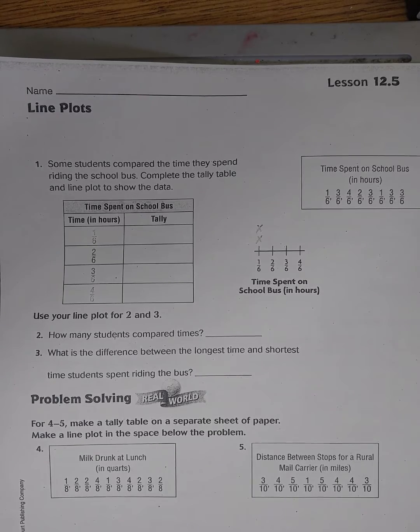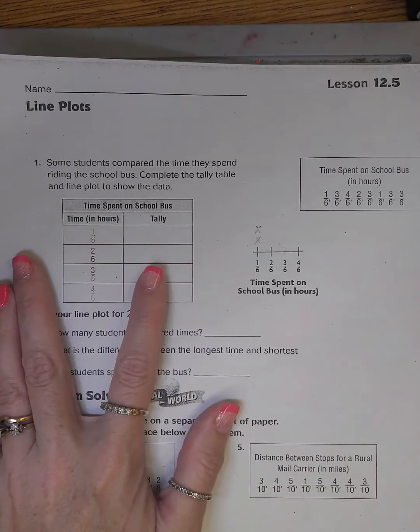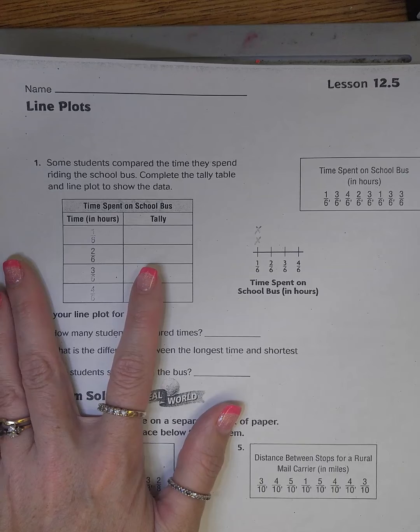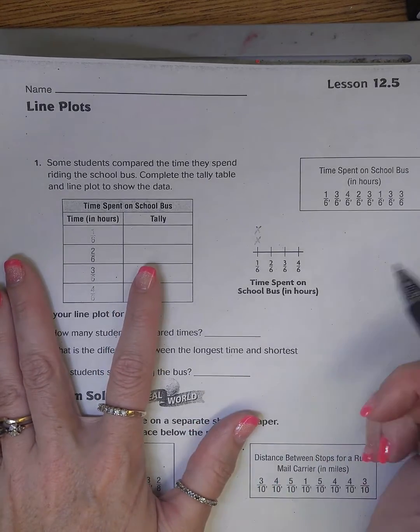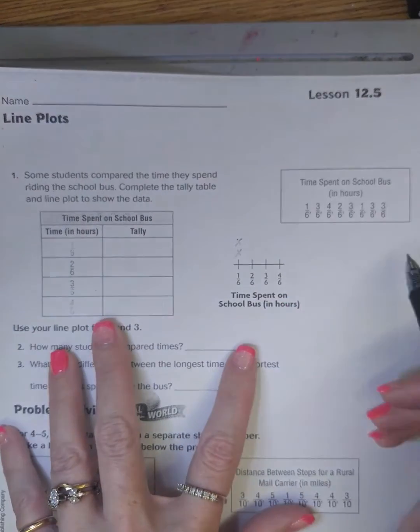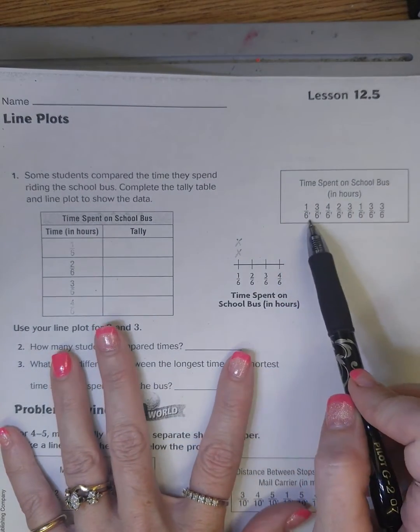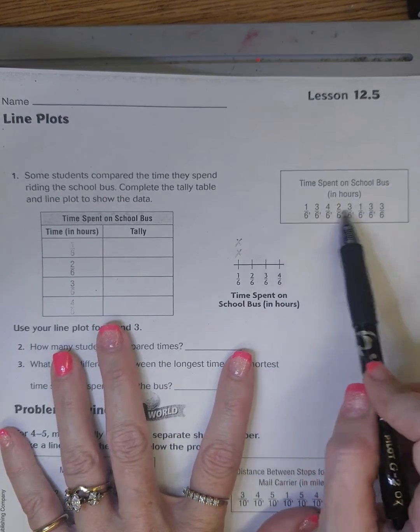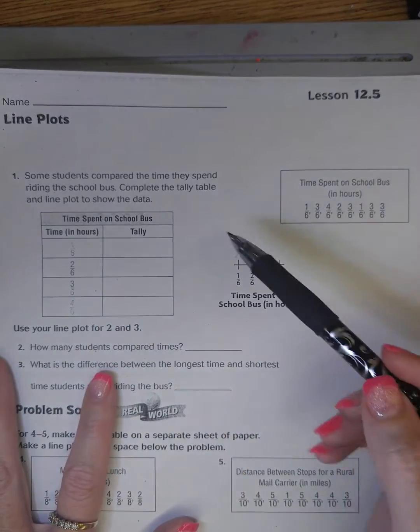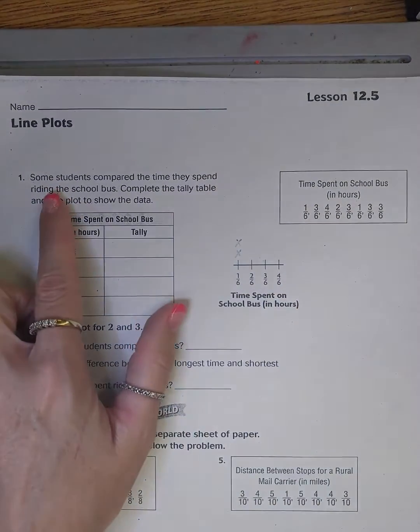All right, so we are working on line plots, and line plots are when you plot the frequency that data occurs on a number line. So we are given information here. This is our data. You can see it's in random order, and a task that we have to do is put that in order. Let me go ahead and read the problem.